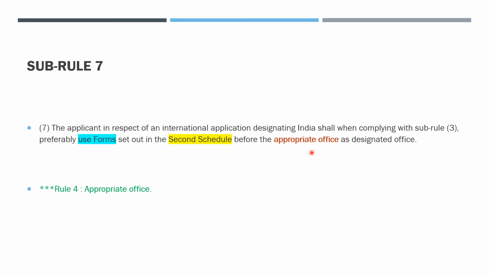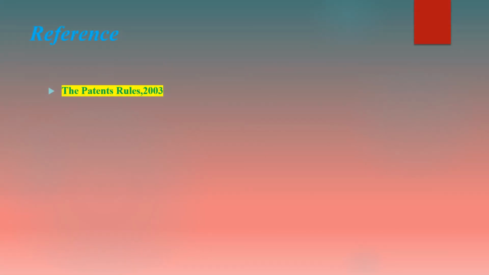Before the appropriate office as the designated office. Okay, what is the appropriate office? Actually the appropriate office can be the patent head office or any branch office, or I would suggest that for details on what can be an appropriate office, please refer to rule 4 of the Patents Rules 2003, whose title is appropriate office. It will be more clear. Fine. So the reference is the Patents Rules 2003.